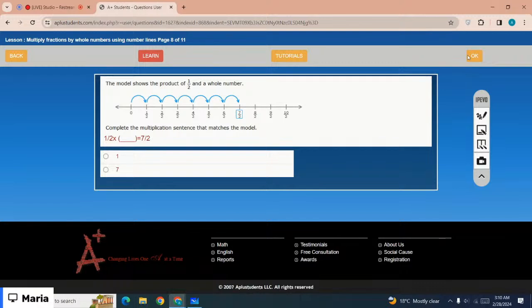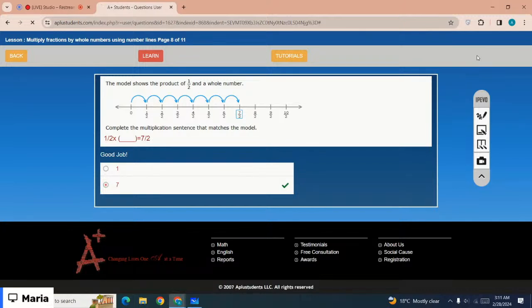The model shows the product of 1 by 2 and a whole number. Complete the multiplication sentence that matches the model. So which whole number is it? Yes, that is 7. The correct option is 7.